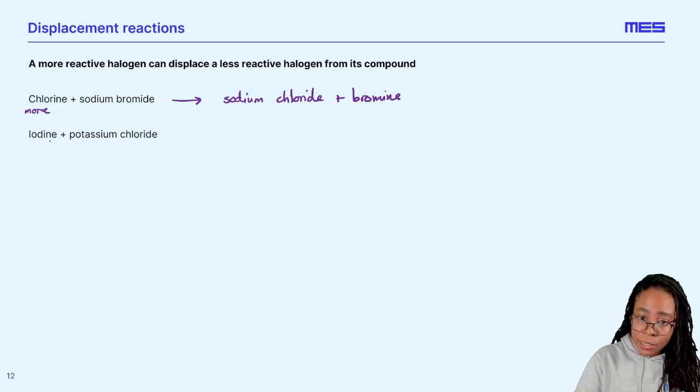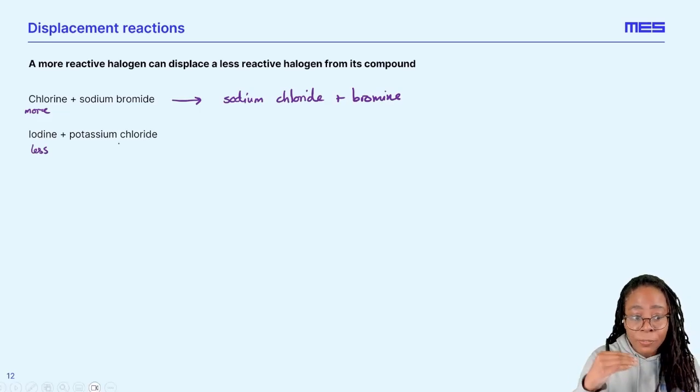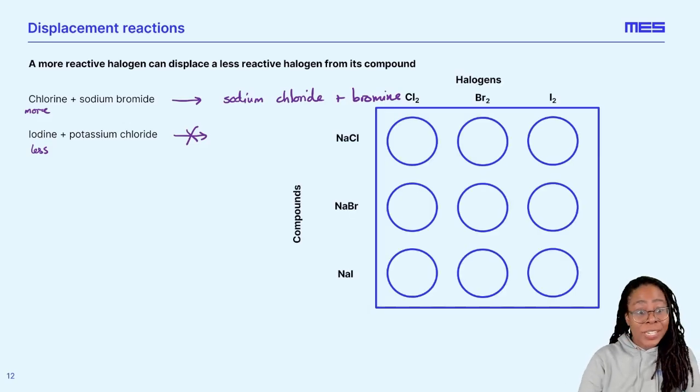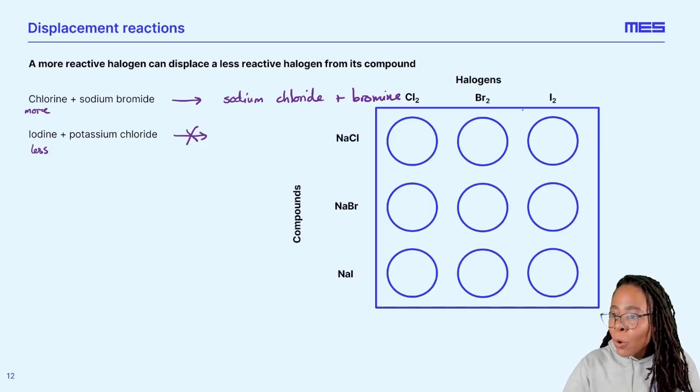Now, if we look at our next example, iodine with potassium chloride, iodine is less reactive than chlorine because it's further down the group, which means that iodine will not be able to displace the chlorine from its compound because iodine is less reactive.